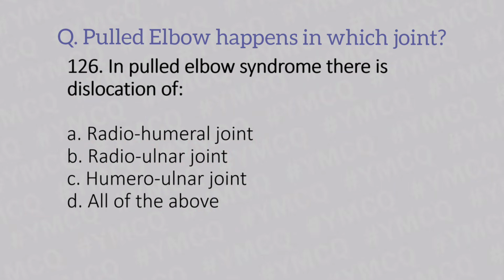In pulled elbow syndrome, there is a dislocation of option A, radiohumeral joint. Option B, radioulnar joint. Option C, humeroulnar joint. Option D, all of the above. And the answer is option B, radioulnar joint.